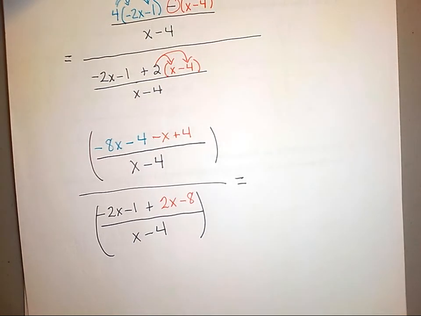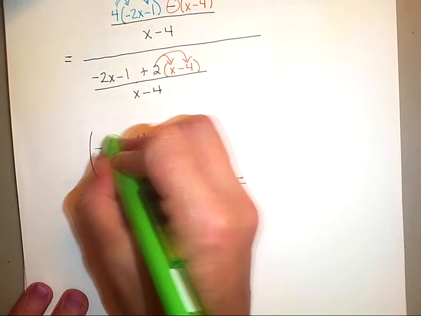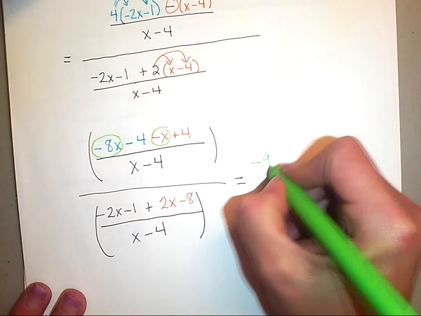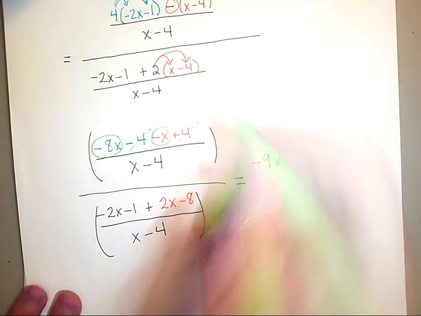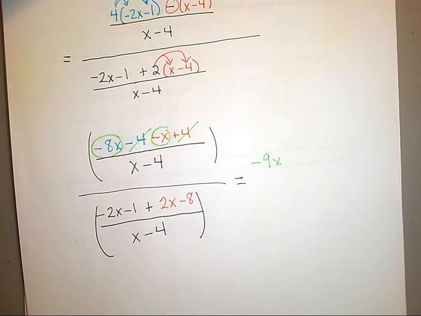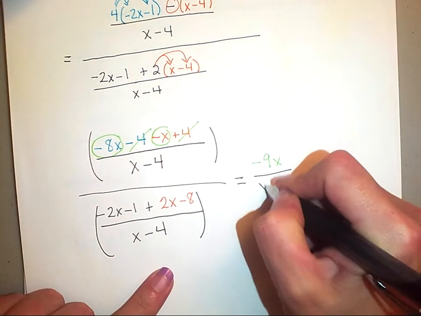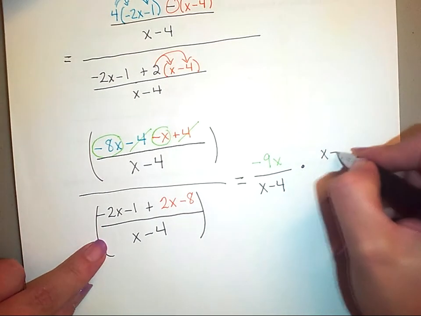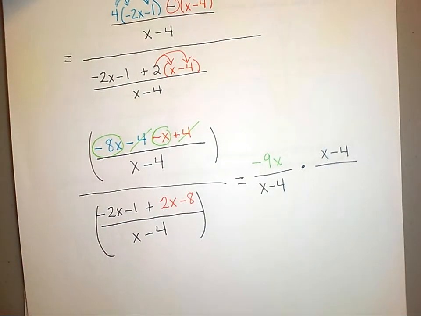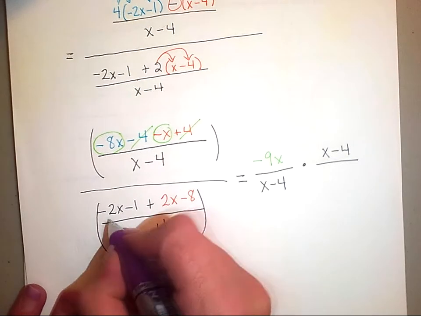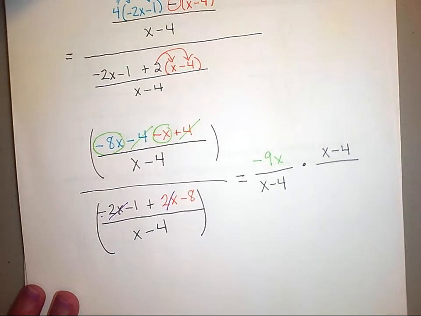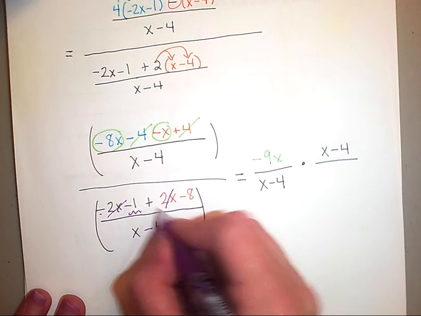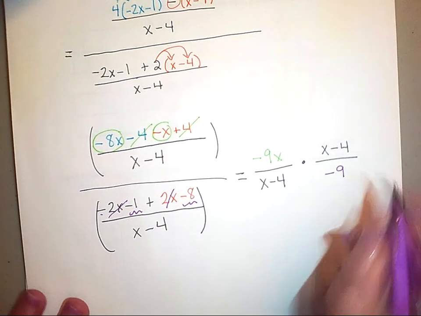Okay, so let's simplify up top here. So negative 8x minus another x is minus 9x, and negative 4 plus 4 go to 0. That's good. Okay. And all that's divided by x minus 4. Now I'm dividing two fractions, so I'm going to flip this, x minus 4 over. And then let's simplify in here. Negative 2x plus 2x goes away, and negative 1 goes to 0. Negative 1 minus 8 is minus 9.